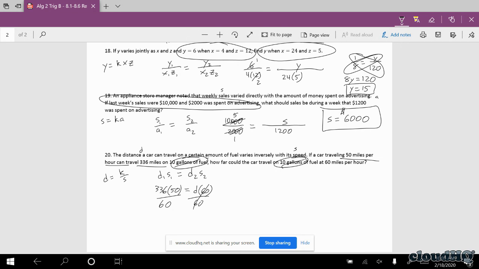336 times 50 divided by 60 is 280 miles. So as your speed went up, your distance went down.